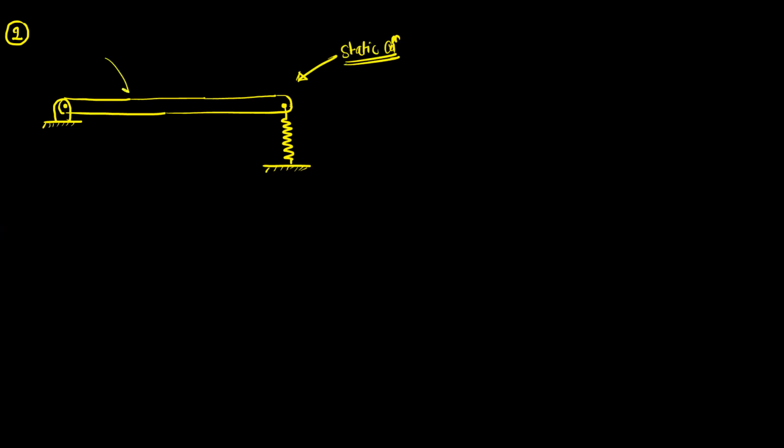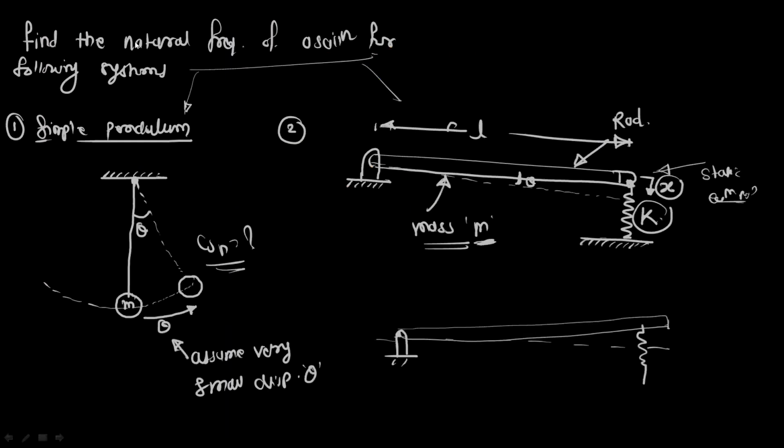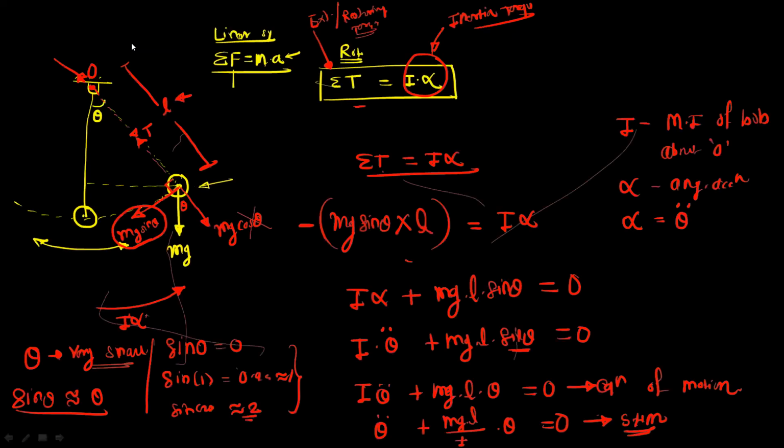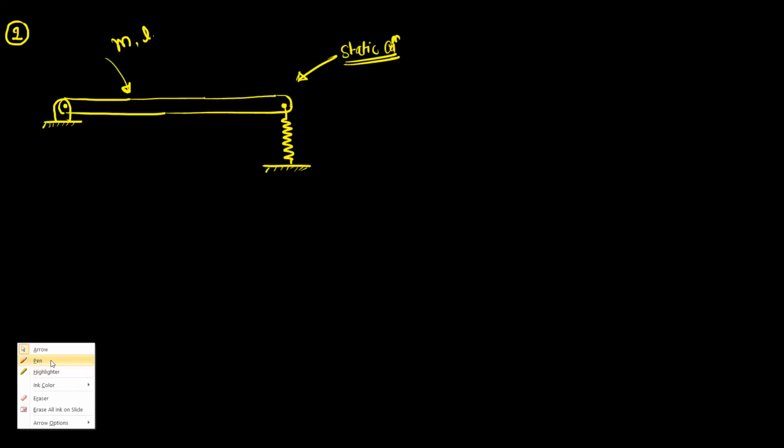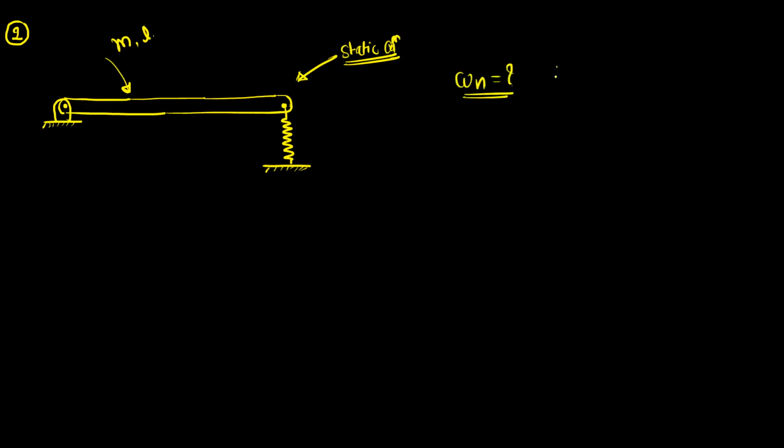Its mass is m, and the length is L. And for this system, we have to find out the omega n value by using Newton's second law. Okay, so Newton's second law, this method, is sometimes referred to as D'Alembert's principle.